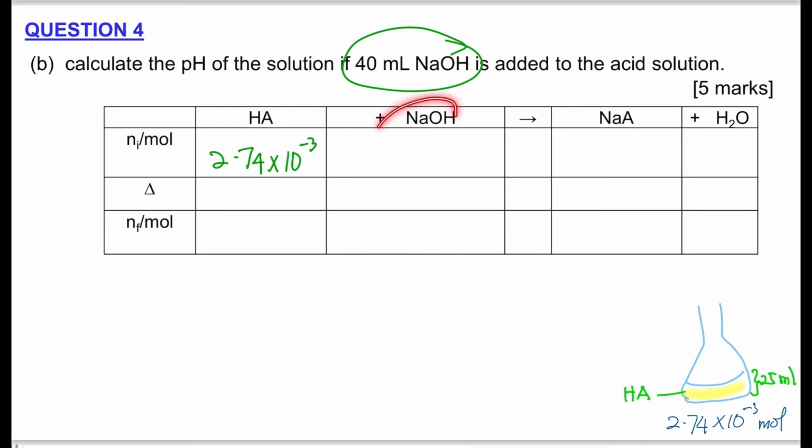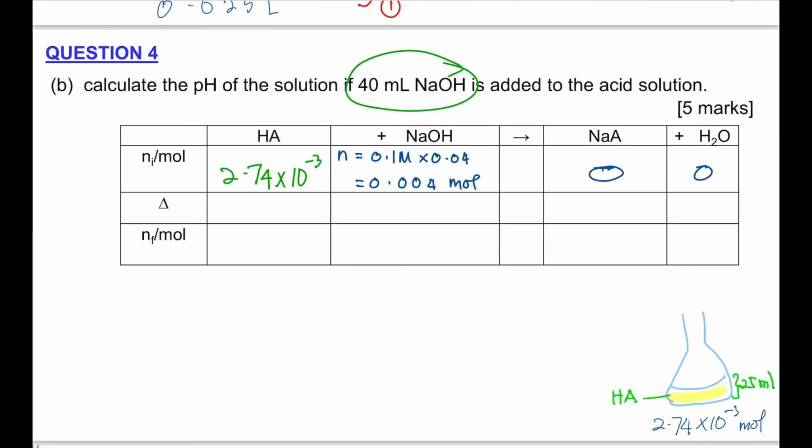Now calculate the number of moles of sodium hydroxide. The number of moles n equals MV. Molarity is 0.1 molar times the volume of base given, 40 ml, 0.04 liter. So it will be 0.004 mole of sodium hydroxide. Initially, the salt hasn't formed, so it is 0, and water is also 0. From the balanced equation, 1 mole of acid will react with 1 mole of base. Therefore, here we have these numbers of moles of acid and base.